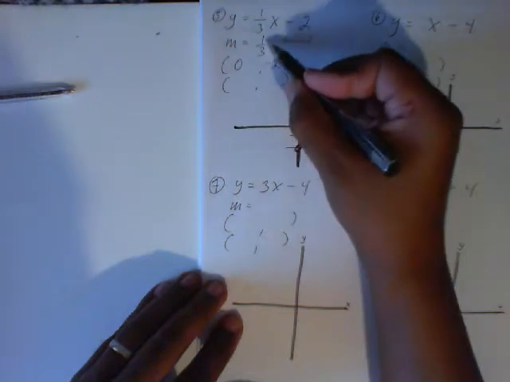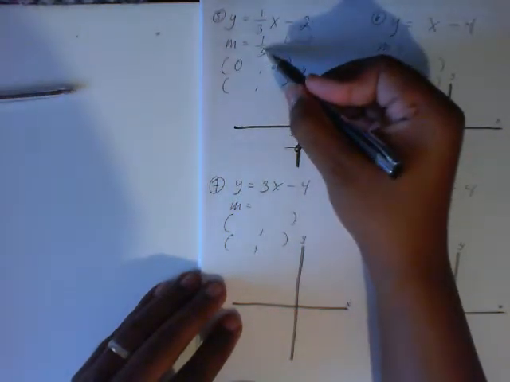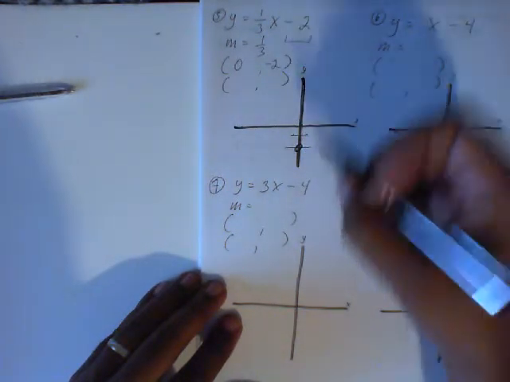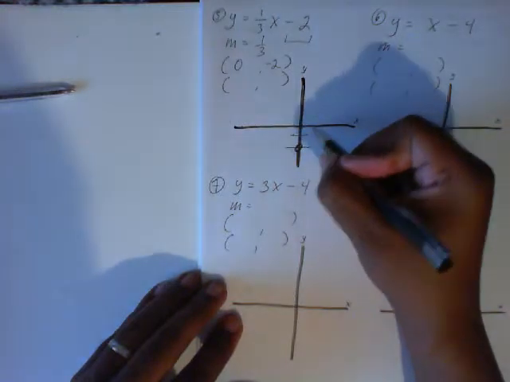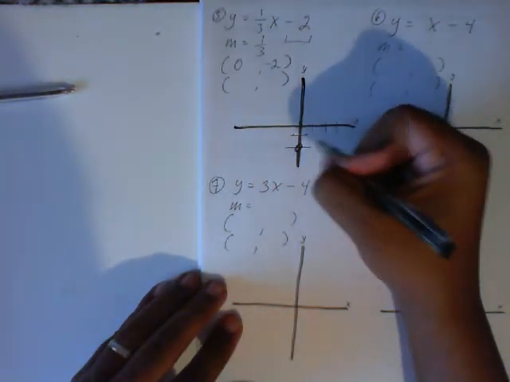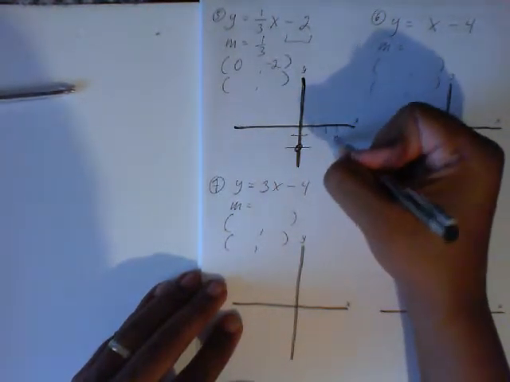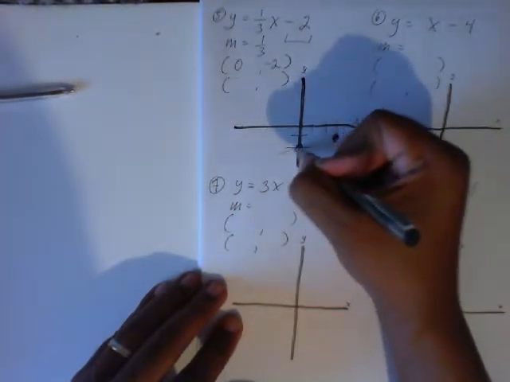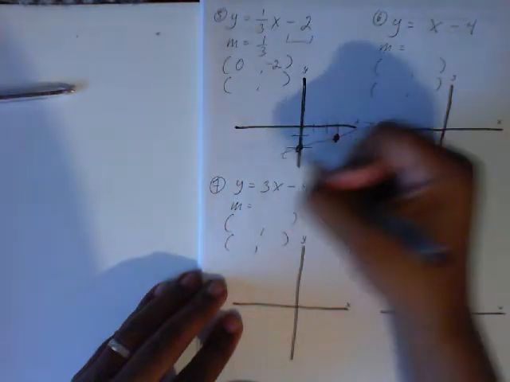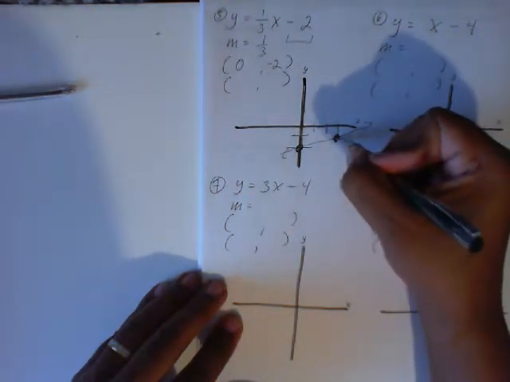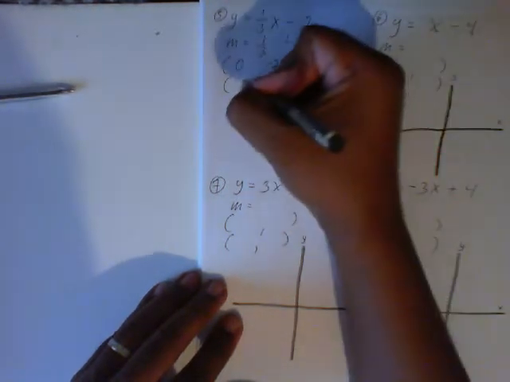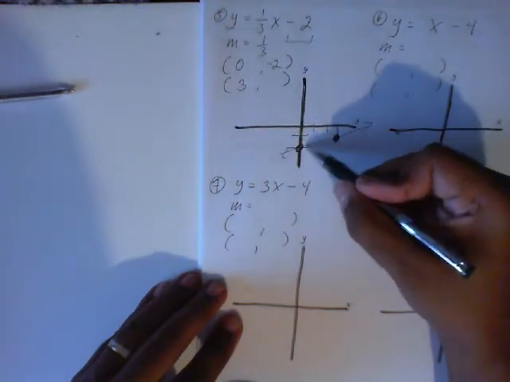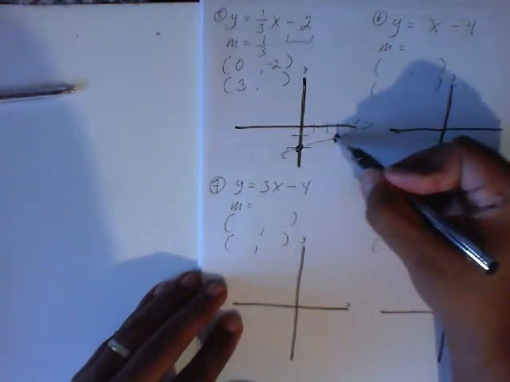Then from there, I'm going to go up 1 and over 3 to get to my next point. So up 1 and then over 3 times takes me to this spot right here. This dot right here is where x is 3 and where y is -1.